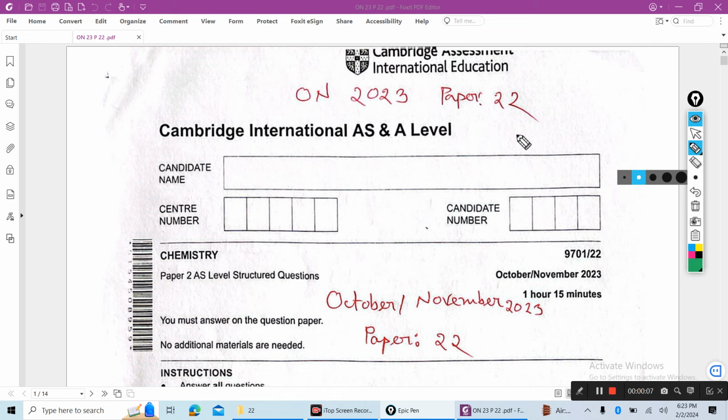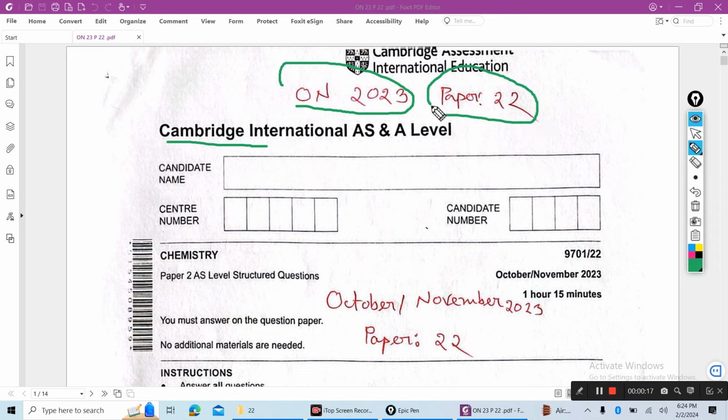Hello students, today I will discuss Cambridge A-level chemistry October-November 2023 paper 22.